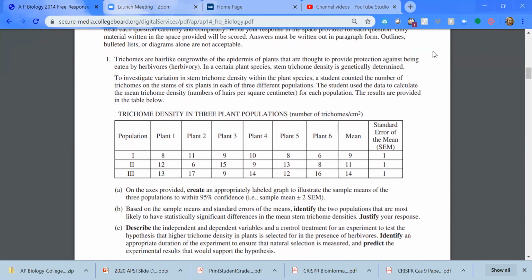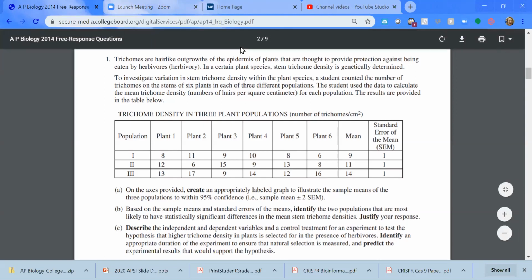To investigate variation in stem trichome density within the plant species, a student counted the number of trichomes on the stems of 6 plants in each of 3 different populations. The student used the data to calculate the mean trichome density, number of hairs per square centimeter, for each population. The results are provided in the table below. So here's population 1, 2, 3. These are the 6 plants. Here's the mean for each population, and here is the standard error of the mean for each population.